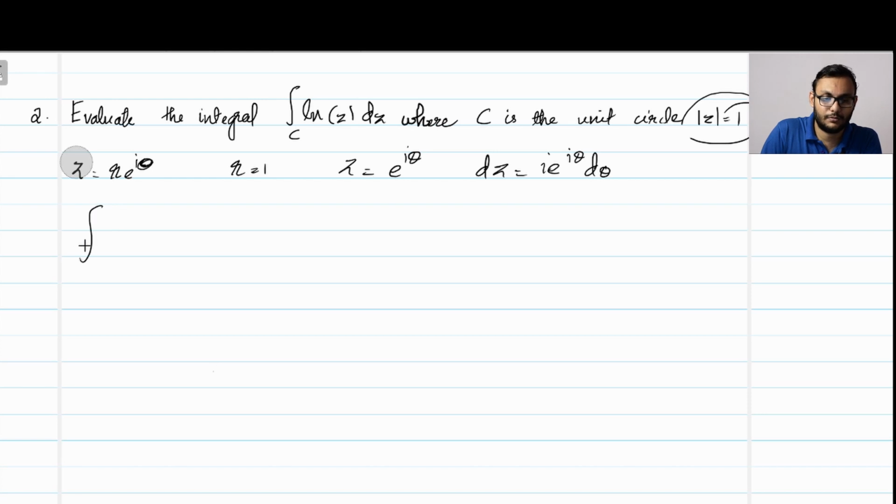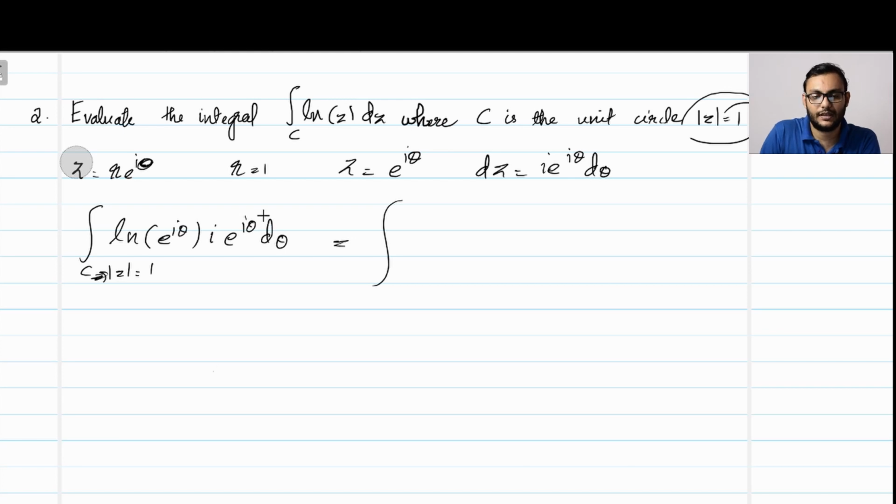Now, our integral becomes the integral over C, where |z| = 1, log z with z = e^{iθ}, dz = i e^{iθ} dθ. Now dθ is the variable and it is varying from 0 to 2π, because this is a circle. We know that for a circle the θ value will move from 0 to 2π. If this was a semicircle, then θ will move from 0 to π.